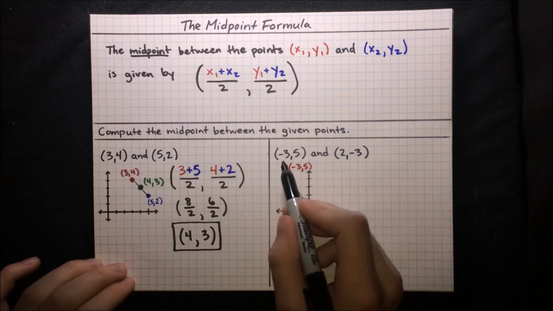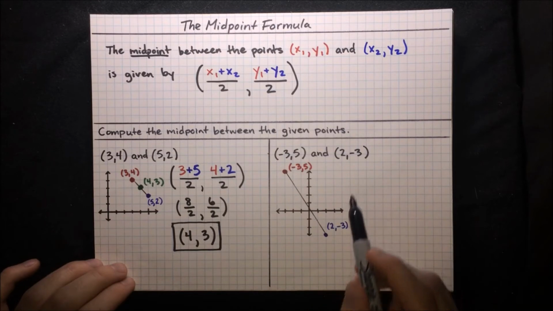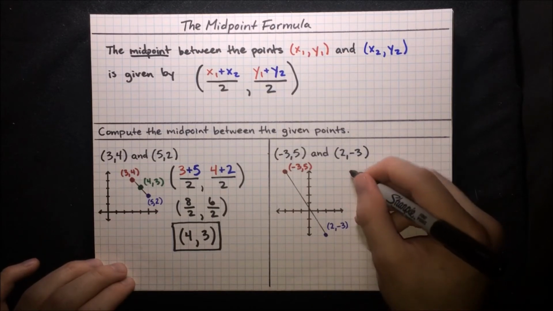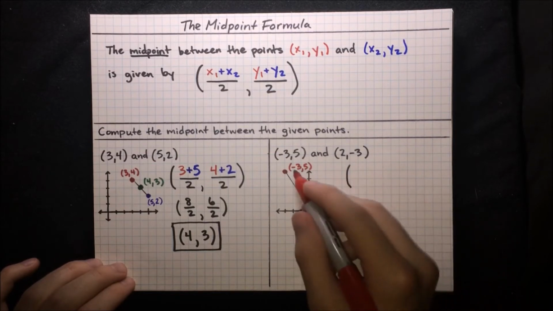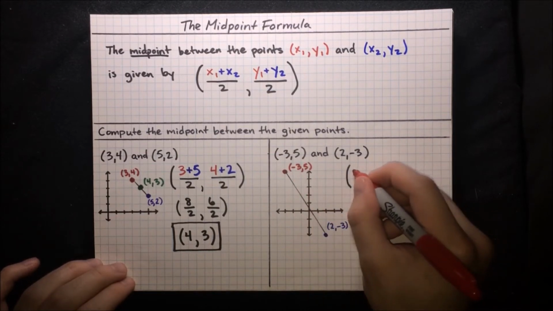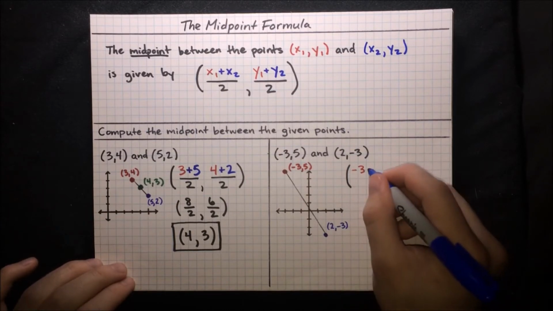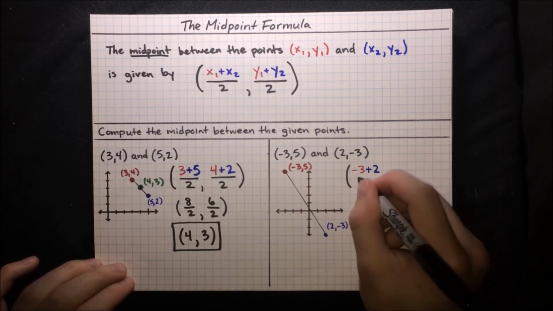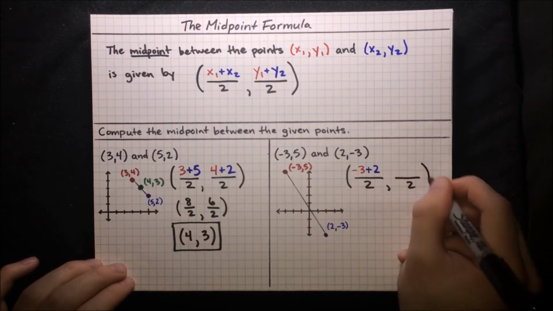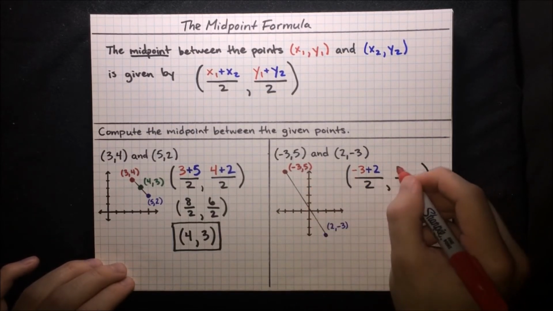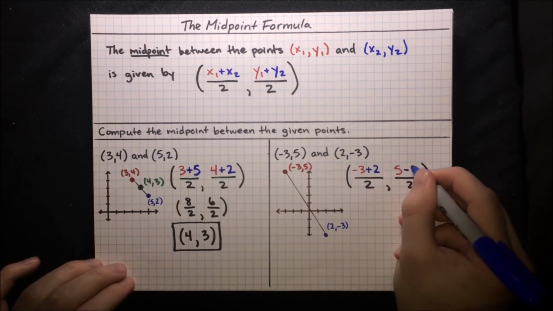Alright, on to the next problem. Find the midpoint between (-3, 5) and (2, -3). Same idea, let's just set up our formula. To get the x-coordinate, we just add the x-coordinates of the 2 points. So -3 is the first x-coordinate, and then plus 2, the second x-coordinate, and divide by 2. Then do the same thing for the y's. 5 is the first y-coordinate, and then -3 is the second y-coordinate.